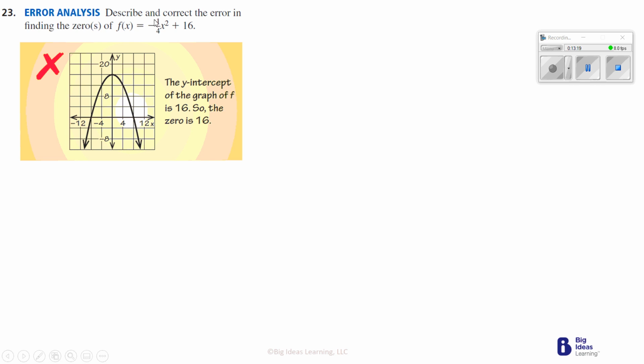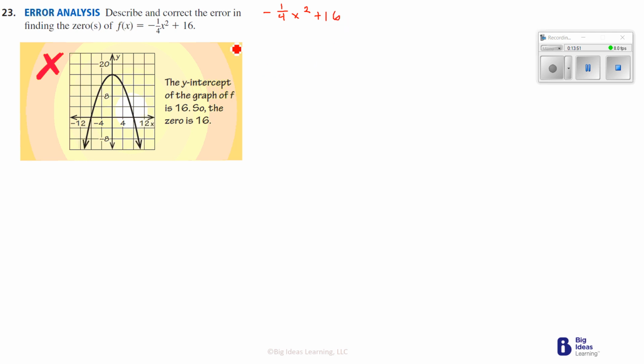23 says describe and correct the error in finding the 0. So according to this, we're going to start at 16. Yep, that's true. The y-intercept of the graph of f is 16. So it says the 0 is 16. That's not true. Now let's look at this carefully. If I was to solve this, let's see, negative 1/4 x squared plus 16.